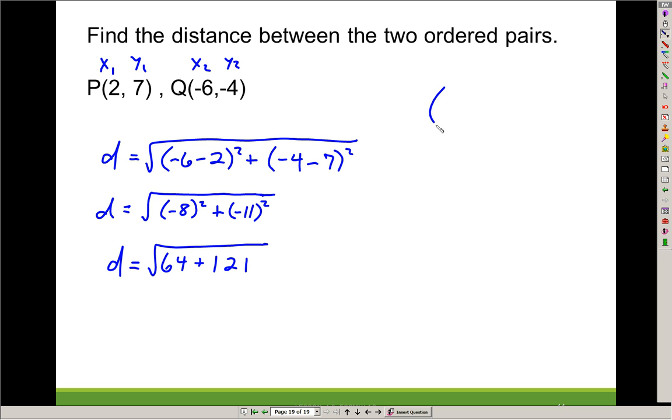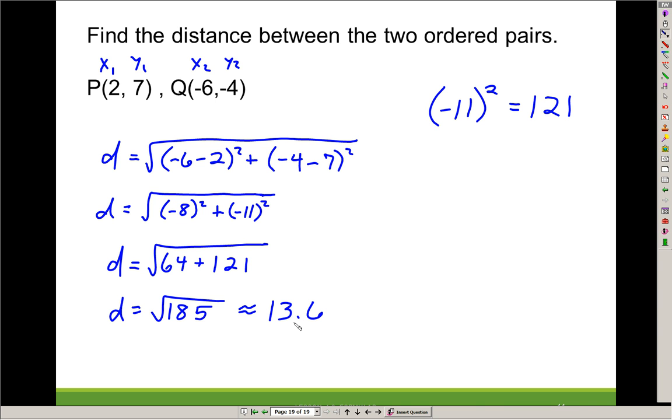Remember, you have to put it in parentheses and square it on your calculator to get the positive. If you forget the parentheses, it'll give you a negative. Or just remember, a negative squared is positive. That's the square root of 185 when you add those together. And finally, hit the square root button, and that's about 13.6. Substitute the values in and simplify it.